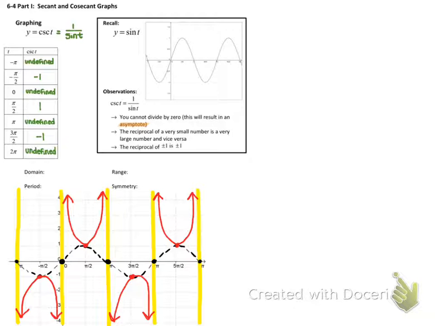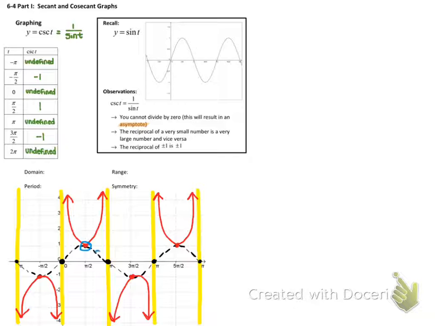Okay, so how does this make sense? Remember before when I said the reciprocal of a very small number is a very large number. If we were to look at pi over 2, for instance, the output is 1, and the reciprocal of 1 is 1. So that is why my black hashed line and my red curve share that same point, because the reciprocal of 1 is 1. Same thing with all the vertices and all the mins and maxes.